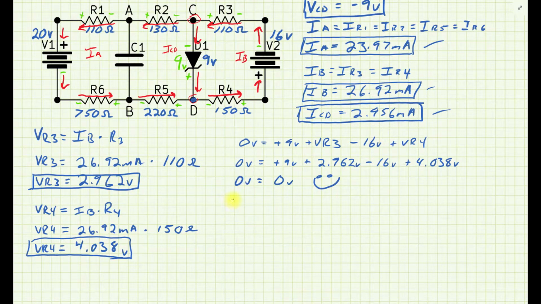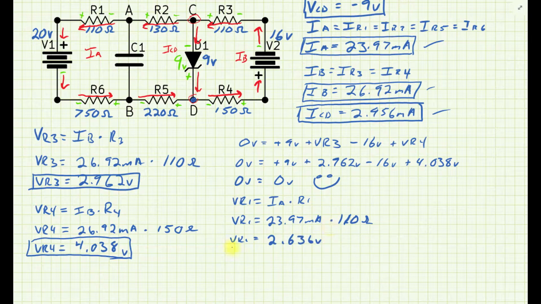Okay, so VR1 equals IA times R1. VR1 equals 23.97 milliamps times 110 ohms. So VR1 equals, let me just punch that in, 23.97 milliamps times 110, 2.636 volts. Okay, I'm just going to box that one.